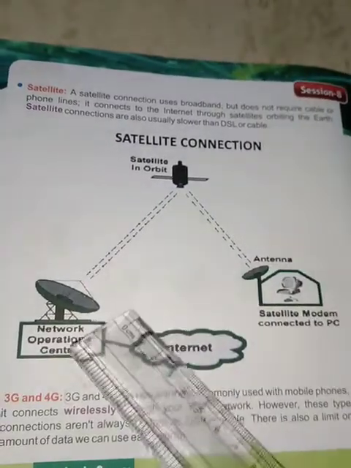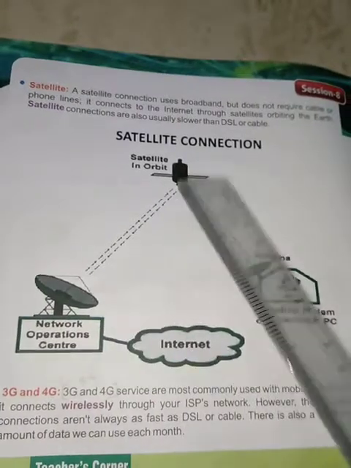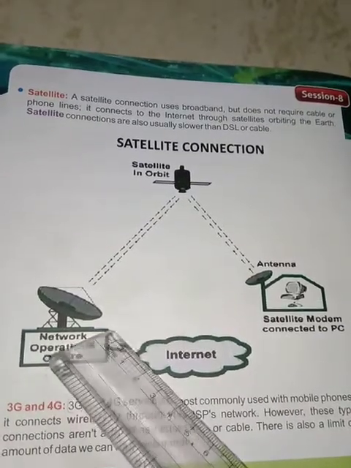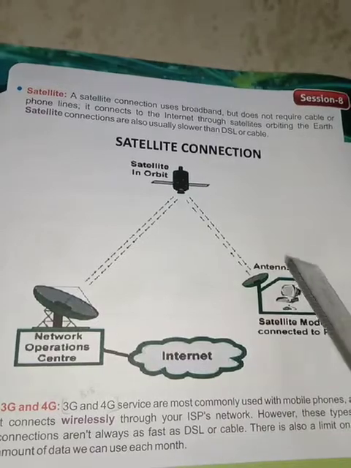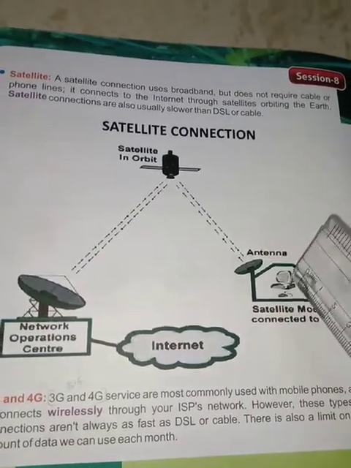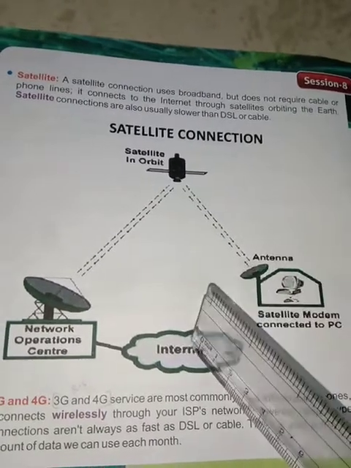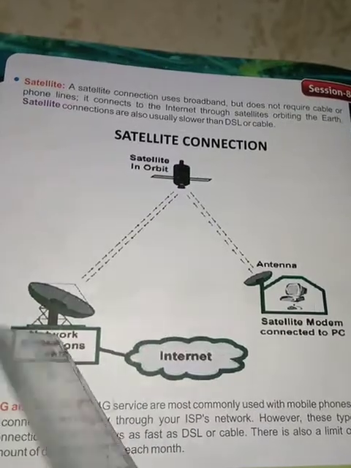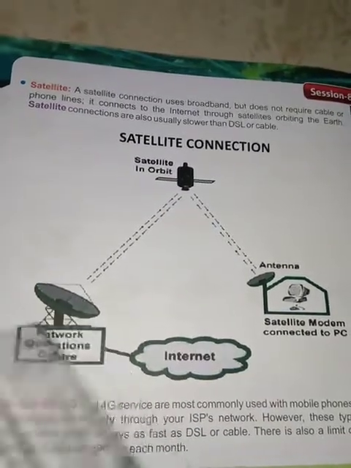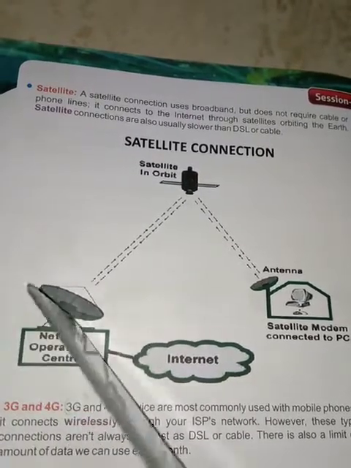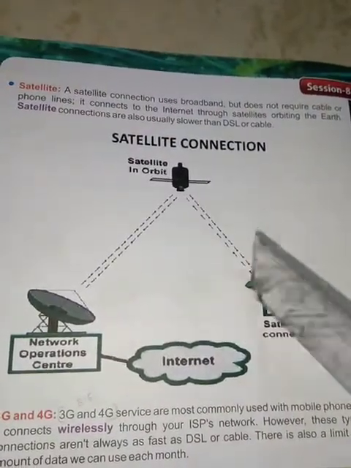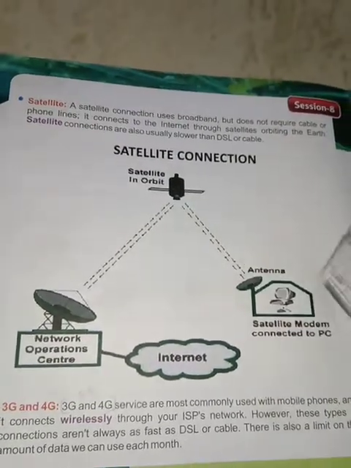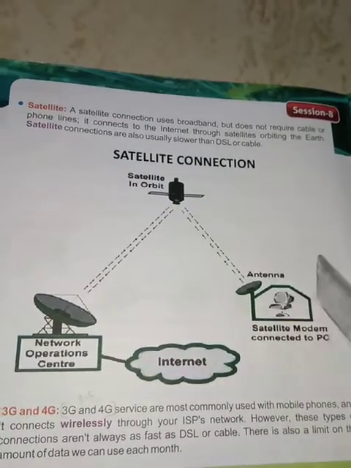Satellite connection figure. Here the network operation center is there. This is the satellite in orbit. It has a connection to the network operation center. This will give you internet to the antenna. The satellite modem connects to the PC. The internet is given to the network operation center, these people have the network operation center, and they will send it to the satellite in orbit. From there to the antenna, which is at the top of your house, the internet is passed and connected to your PCs.